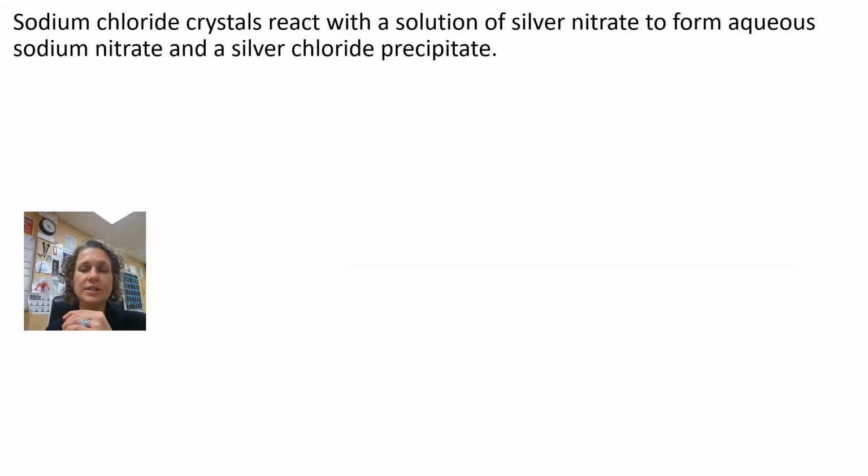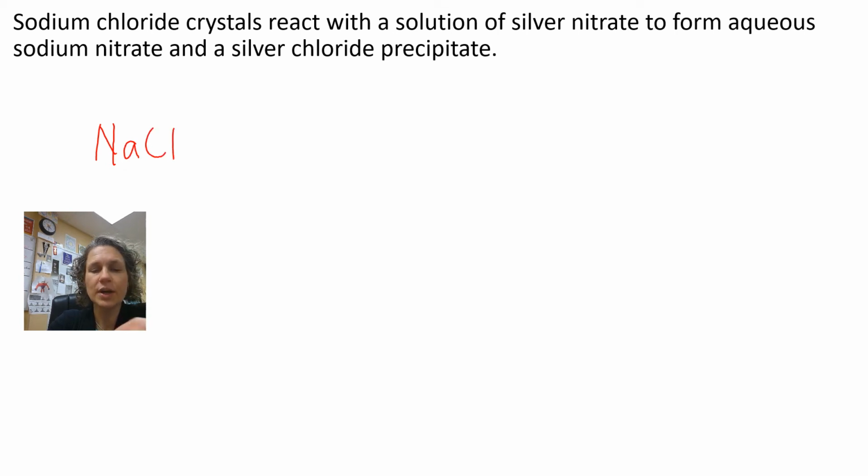All right, so here is another example that we will do in class together, but I will do it here too. So same setup. Sodium chloride crystals react with a solution of silver nitrate to form aqueous sodium nitrate and a silver chloride precipitate. Lots of words in that one. So start at the beginning. Sodium chloride. Sodium chloride is salt. So NaCl.